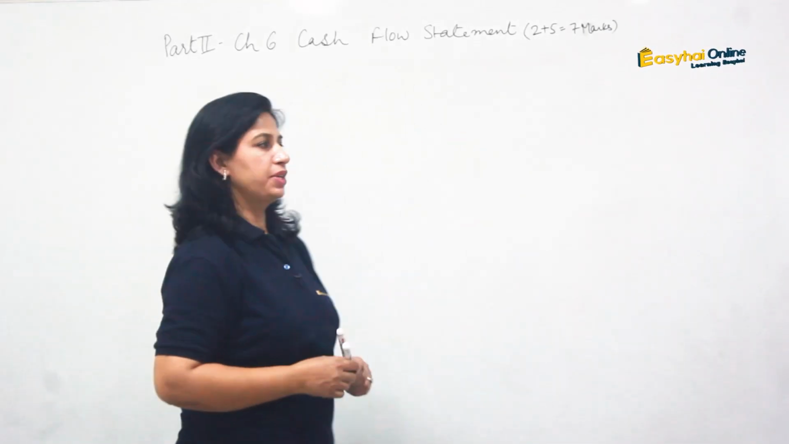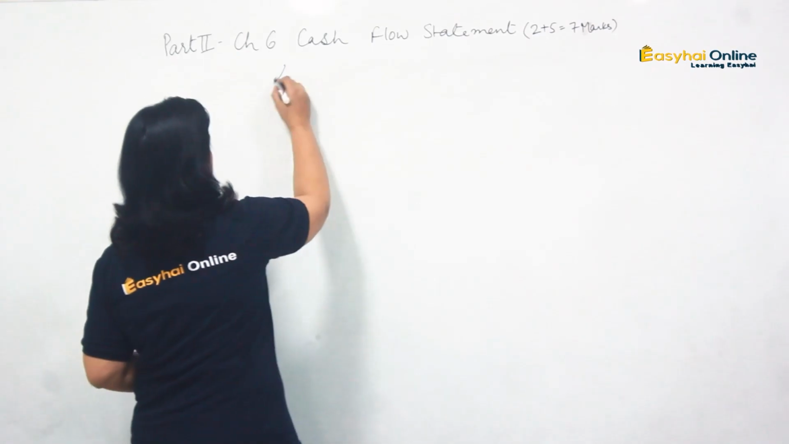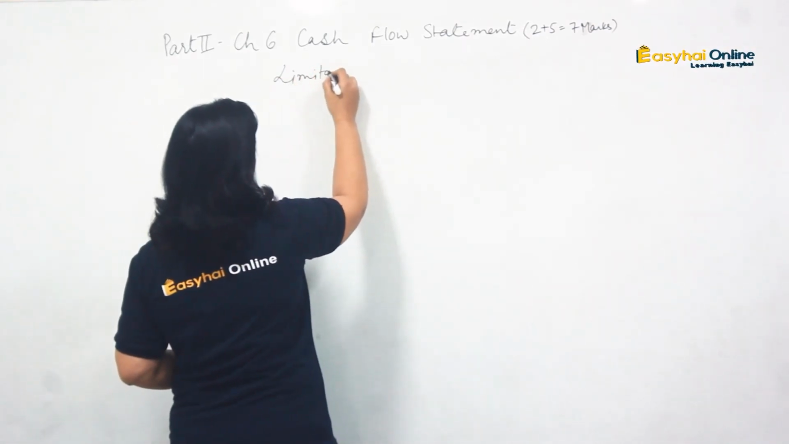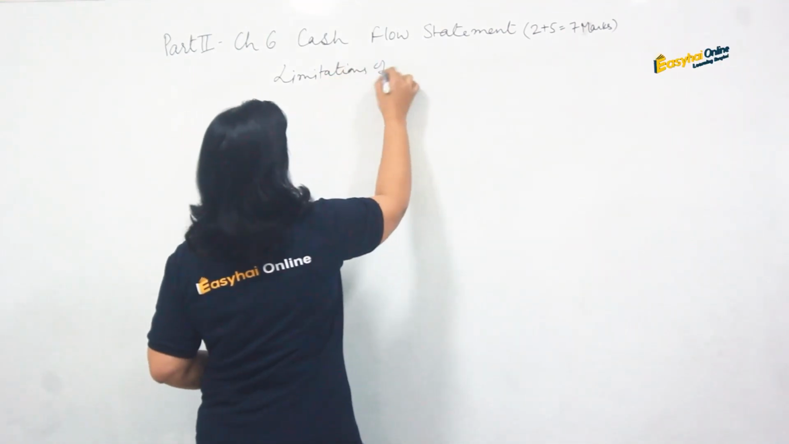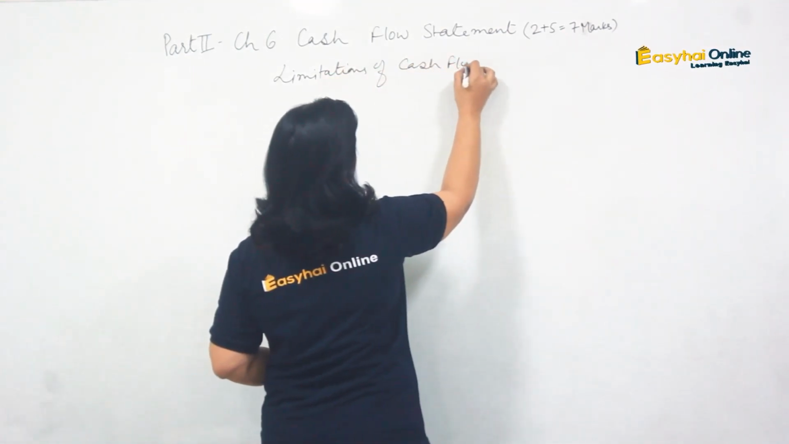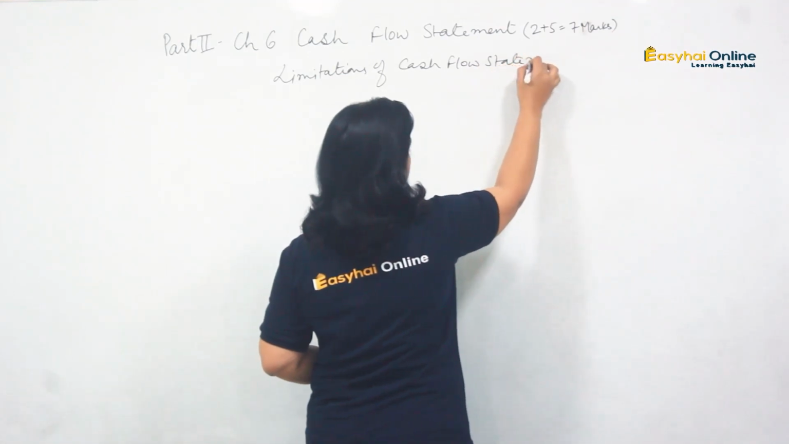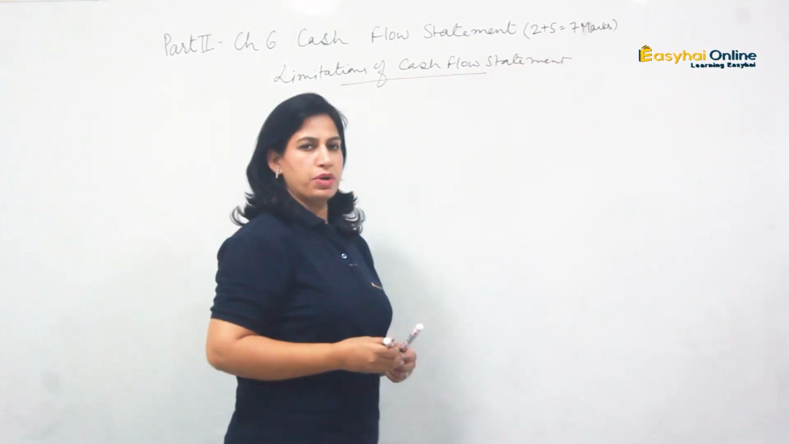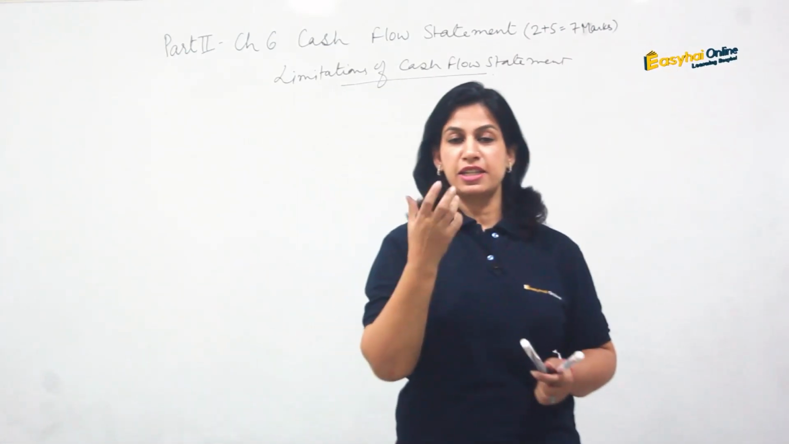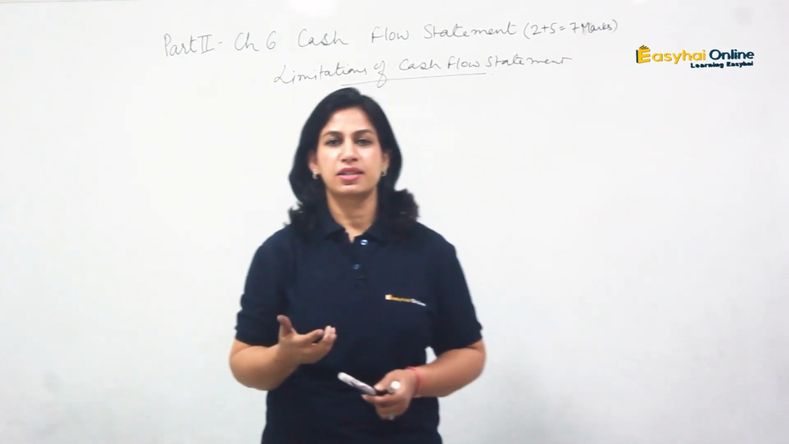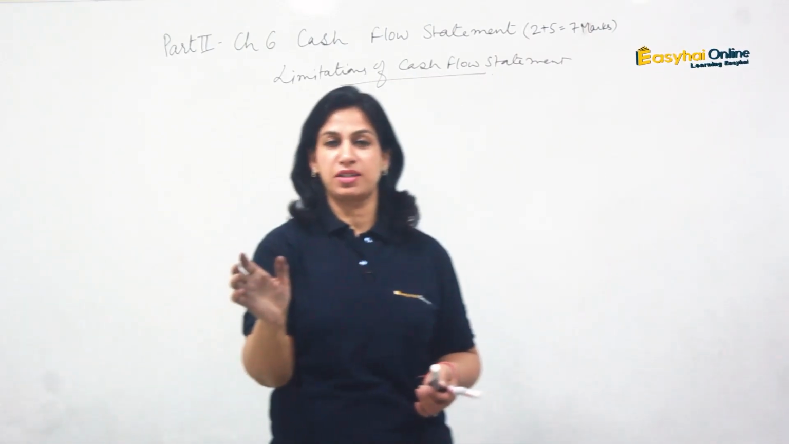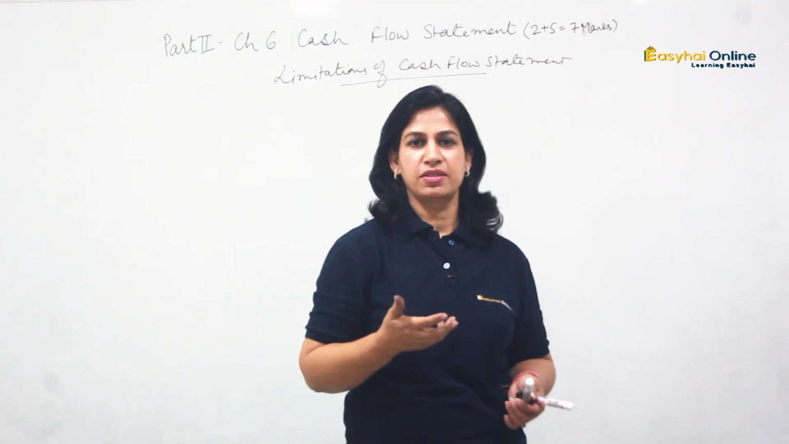Let us now see the limitations of cash flow statement. So children, tell me, what can be the first limitation? Its name only suggests that there will be a limitation attached to it. It's a cash flow statement. So what will be the first limitation?